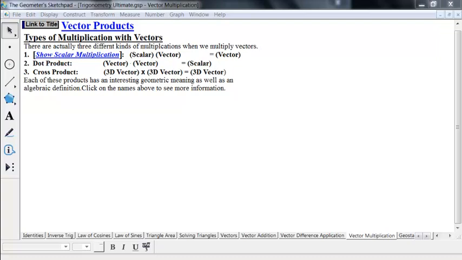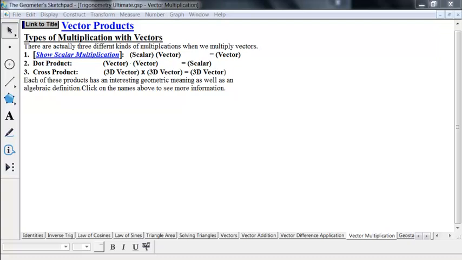Now when we get to multiplying vectors, there actually are three different kinds of vector products. The first one we're going to do is called scalar multiplication. Scalar multiplication is where we take a scalar times a vector and the answer will be a vector. Another type of multiplication we have is called a dot product. In a dot product we have a vector dot another vector and we get a scalar.